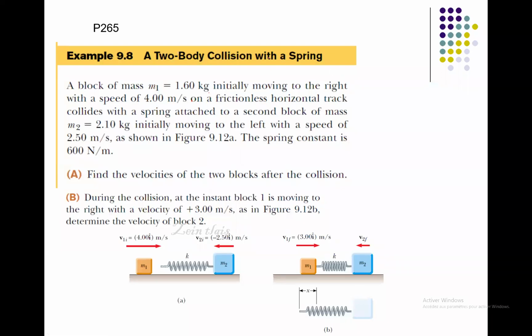Example 9.8, page 265. We have two blocks, M1 and M2, moving on a frictionless track. Mu equals 0. Initially, M1 is moving with 4 m/s to the right, and M2 has V initial equals minus 2.5 m/s, to the left. I want to calculate the velocities of M1 and M2 after the collision.